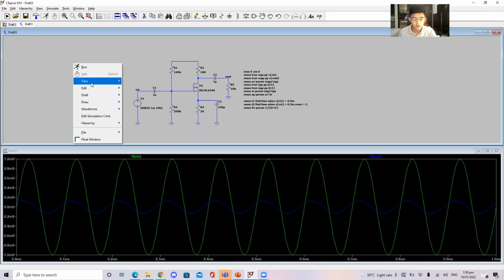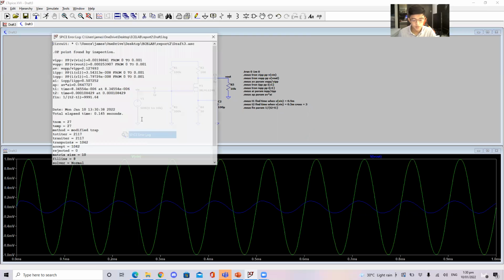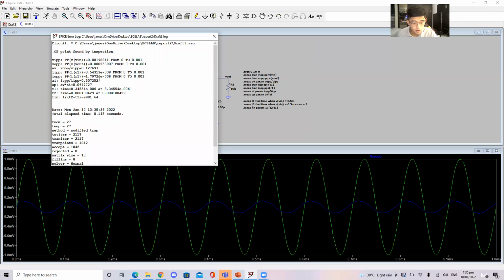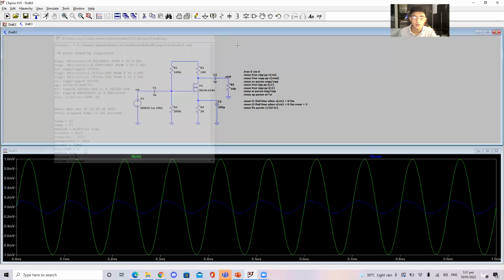When you run it, you're going to have the SPICE error log. You're going to have 35.43 nano for the current input peak to peak, while the current output peak to peak is 17.97 nano, while for your current gain or the average current, you have 507.25 milli.